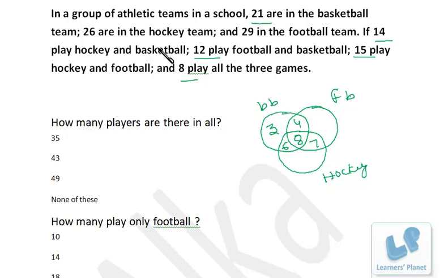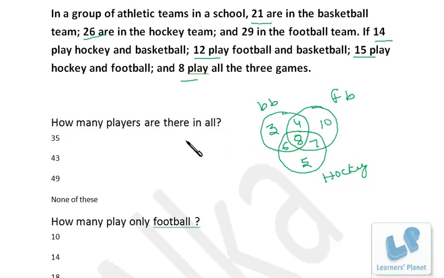After that 26 are there in hockey. Now 8 and 6, 14, 14 plus 7, 21. So 5 must be here. So this is also done. 29 in the football team, 8 and 7, 15 plus 4, 19. That means 10 must be here. Right? Now the entire Venn diagram is complete.